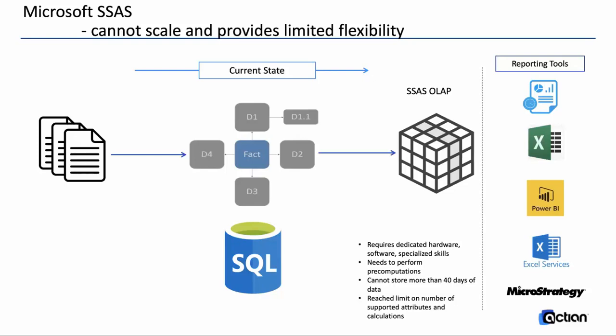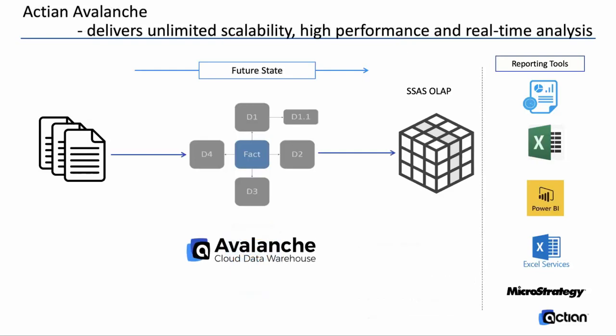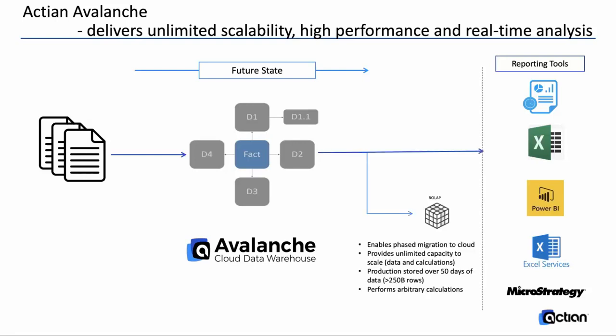So we went ahead and used Avalanche instead of the SQL Server and SSAS cube. Avalanche is a very performant and cost-effective service that provides analytical capability to business in this case. The new solution has unlimited capacity to scale both the amount of data and the number of calculations. Now, front-end tools used by business can connect directly to Avalanche service.